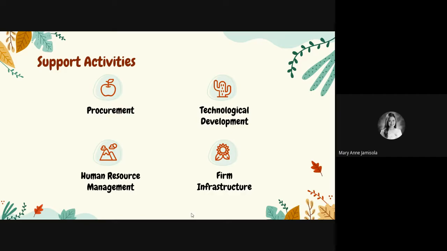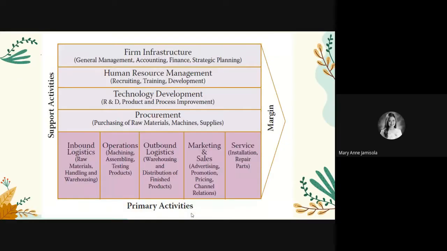Human resource management includes activities around the selection, recruitment, placement, training, appraisal, rewards, and promotion. We also have management development and labor or employee relations. Firm infrastructure consists of activities such as planning, finance, accounting, legal, government affairs, and quality management. So, in summary, these are the activities that are very important in performing value chain analysis.